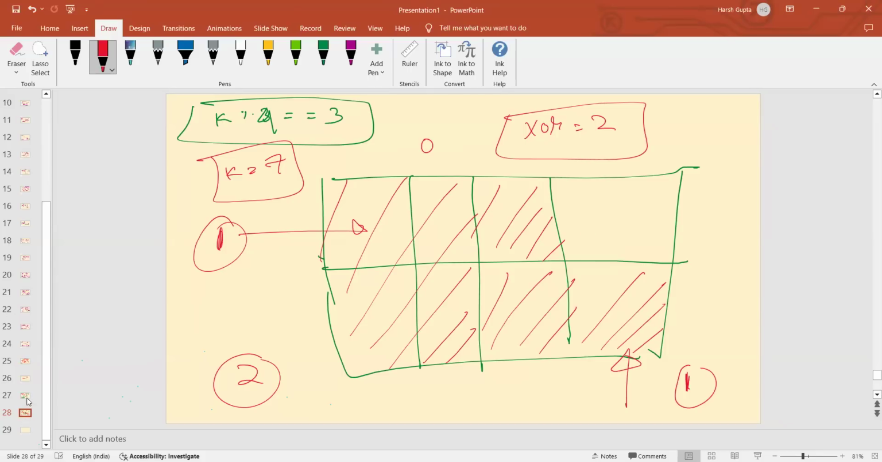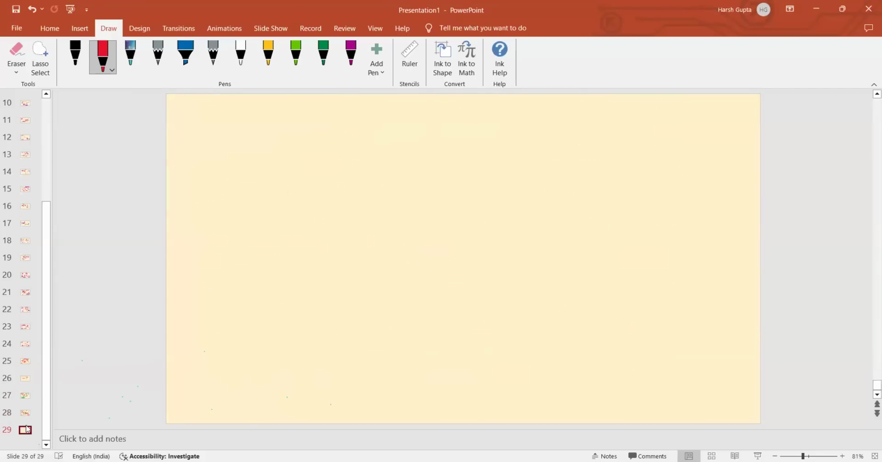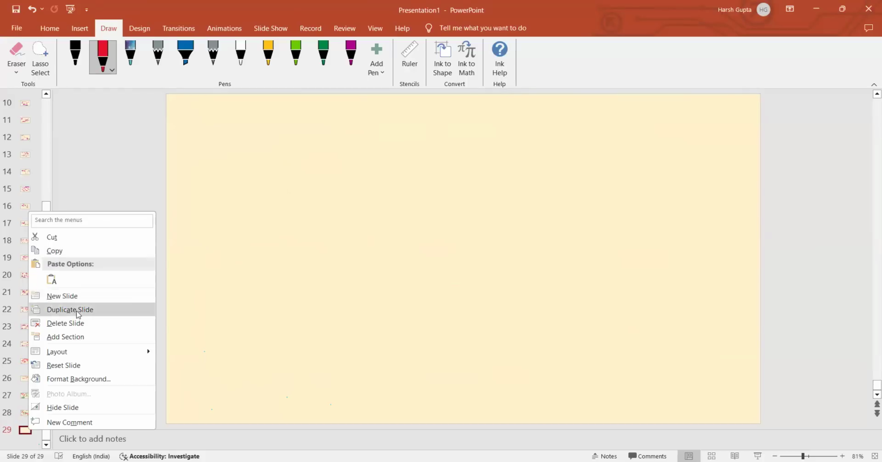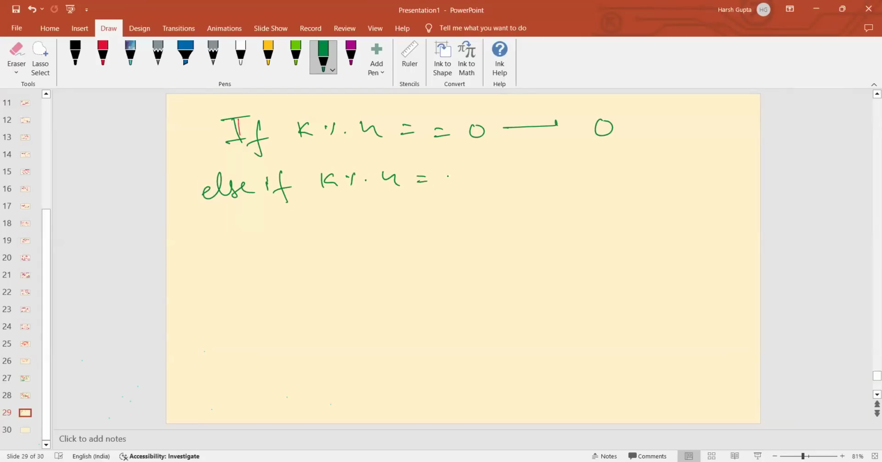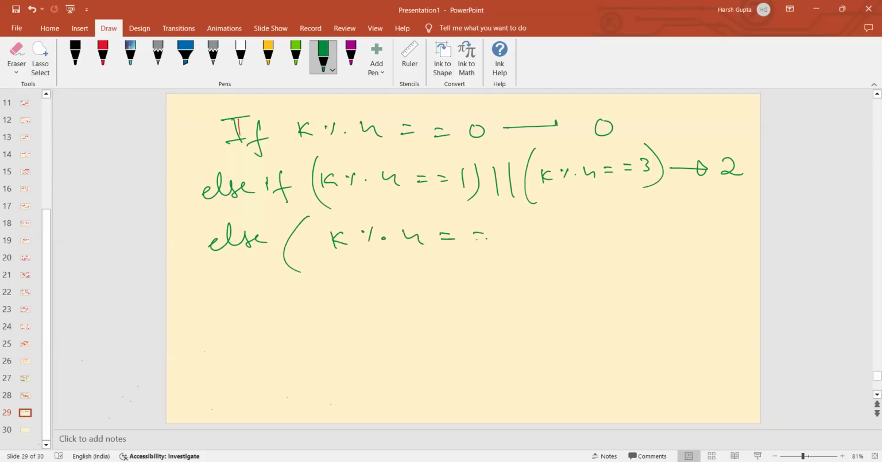So what I am able to conclude till now is that if k modulo 4 is equal to 0, my ugliness value is 0. Else, if k modulo 4 is equal to 1 or k modulo 4 is equal to 3, my ugliness value is 2. Now the only case left is k modulo 4 is equal to 2.